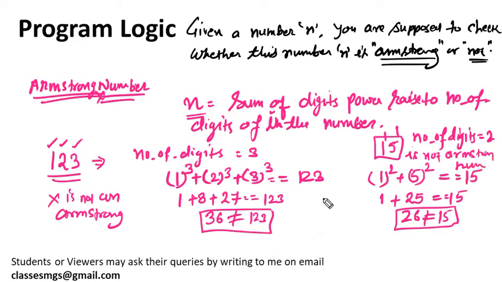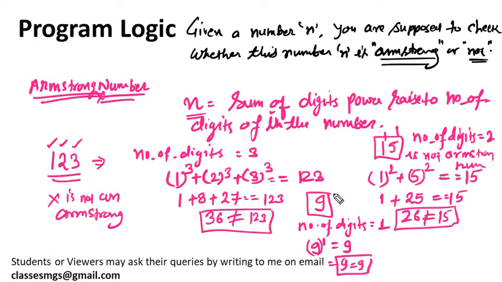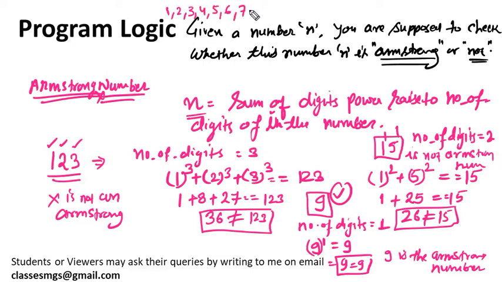Let's suppose you need to check whether 9 is an Armstrong number or not. How many digits are there in this number? There is 1 digit. So you find 9 raised to power 1, which should equal 9. So 9 is equal to 9, that means 9 is an Armstrong number. Essentially, the single-digit numbers 1, 2, 3, 4, 5, 6, 7, 8 and 9 are all Armstrong numbers.